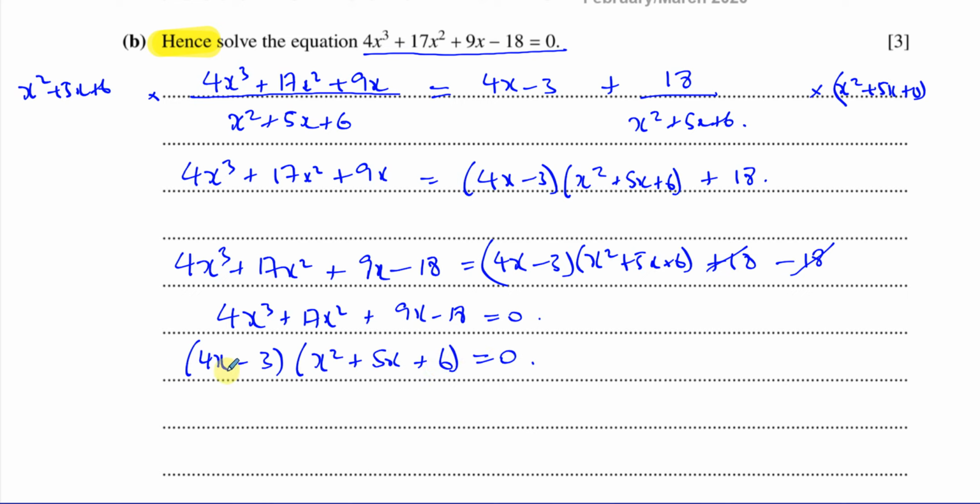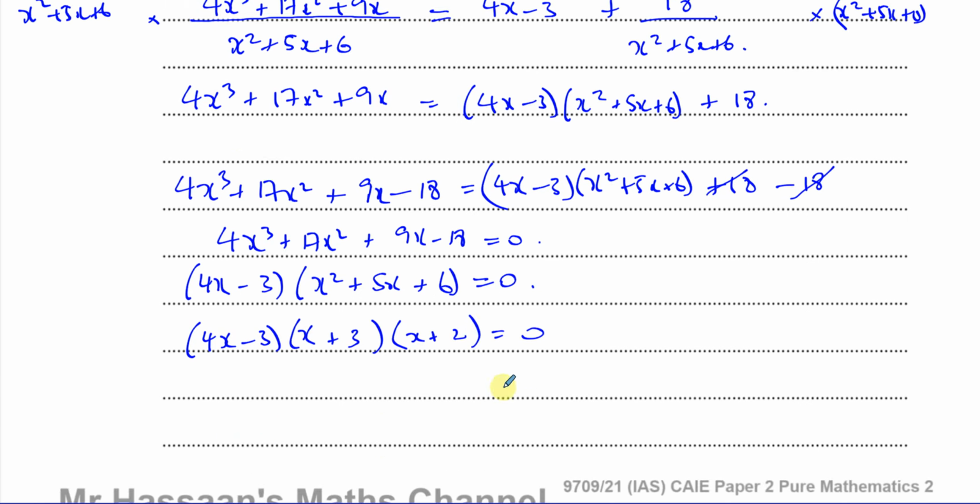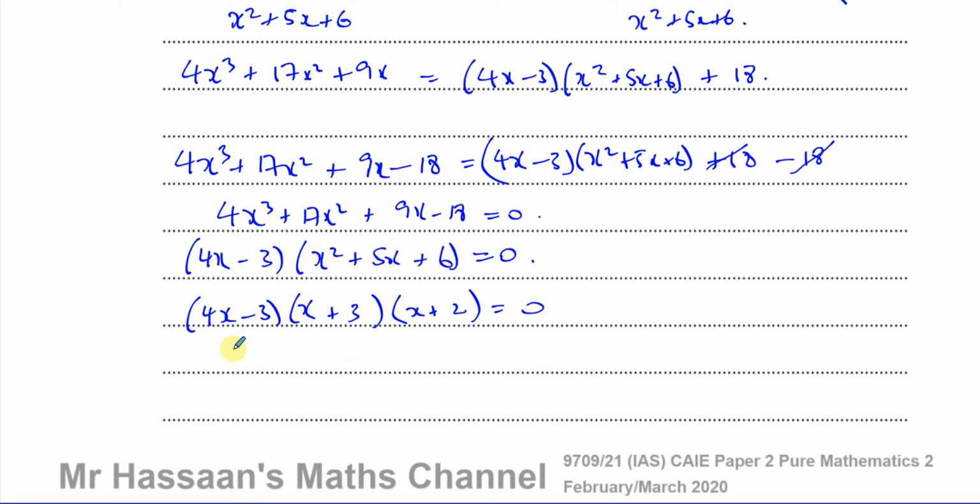So now I've almost got there. I can factorize this last bracket. This is a quadratic which factorizes as x plus 3 and x plus 2: two numbers multiplied to give you 6 and add to give you 5. So now we have completely factorized this expression. We can write this as 4x minus 3 equals 0, x plus 3 equals 0, or x plus 2 equals 0, in which case x is equal to 3/4, x is equal to negative 3, and x is equal to negative 2.